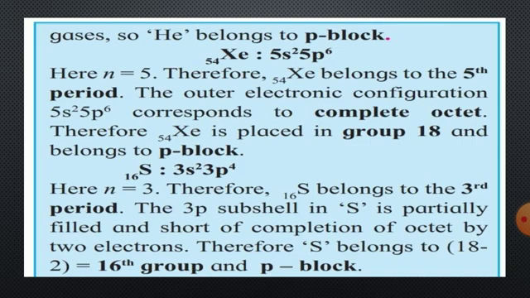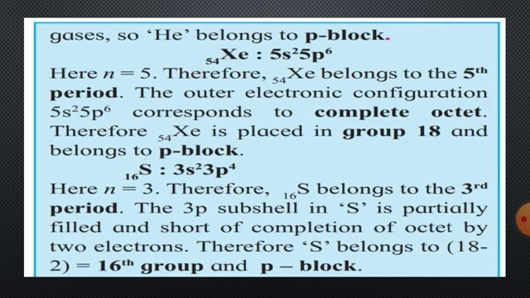So here students, what is the period of xenon? Xenon belongs to the fifth period. Which block does it belong to? It belongs to the p block. And what is its group? It belongs to group 18.